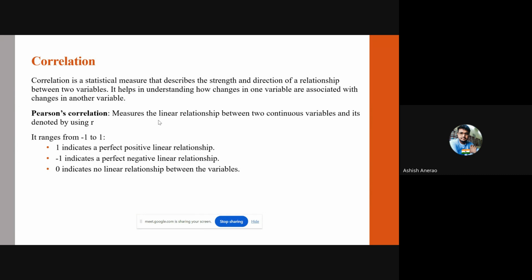Suppose we calculate the correlation value using the correlation formula. By that formula we calculate the value of r, and if our value of r is approximately 1 or near to 1, that indicates perfect positive correlation. Perfect positive correlation means if the value of one variable increases, the value of another variable also increases by the same proportion, like if a increases by 2, then b increases by 4. If a increases by 3, then b increases by 6.